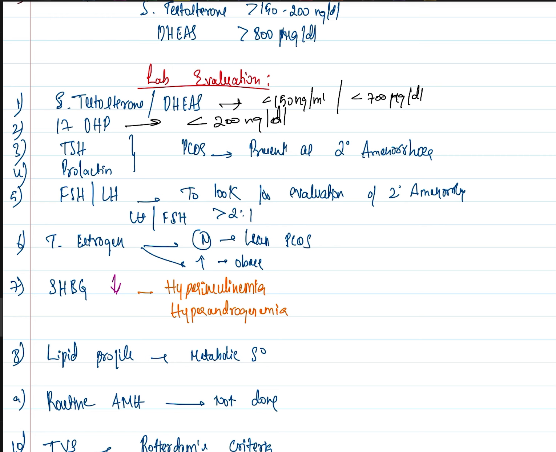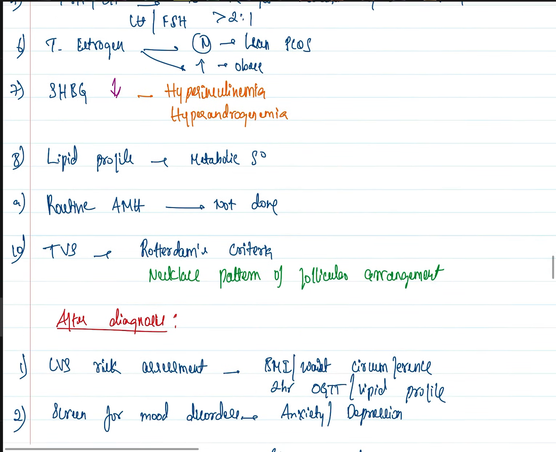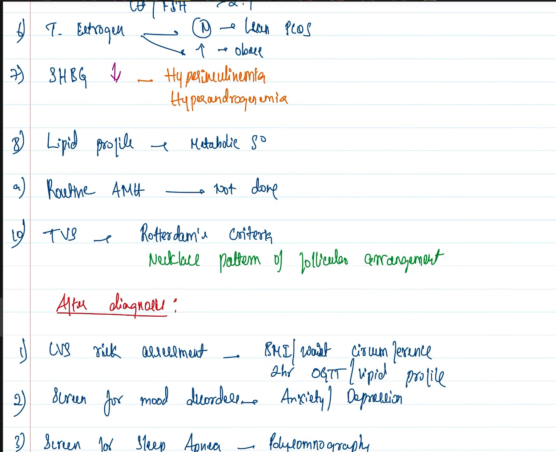FSH, LH, to look for the ratio of LH and FSH more than 2:1, and estrogen values will be normal in lean PCOS, increased in obese. Sex hormone binding globulin will be decreased because of hyperinsulinemia and hyperandrogenemia. Transvaginal scanning can give you an idea based on the Rotterdam's criteria, which gives a necklace pattern of follicular arrangement. AMH value is not done routinely, because if you are planning for infertility workup, then you can do it.